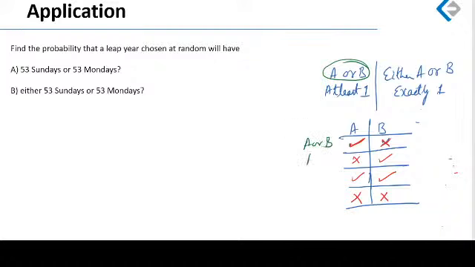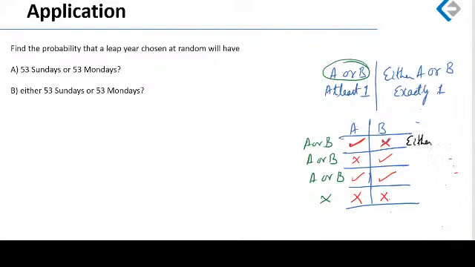This outcome is in favor of A or B. This is in favor of A or B. This is also in favor of A or B. Not this. This is not in favor. The last one is not in favor of A or B. Good. Okay. So on the other side, the first one is in favor of either A or B.